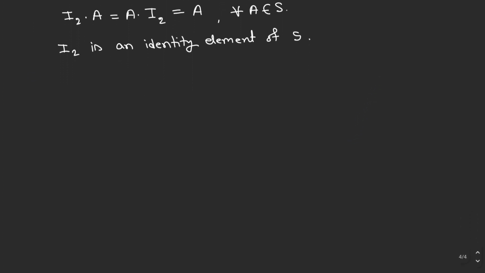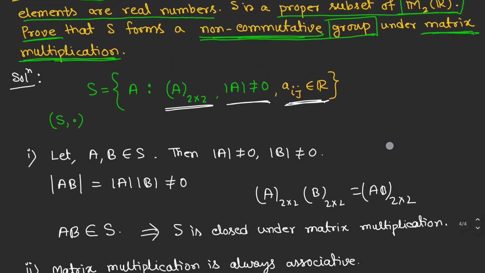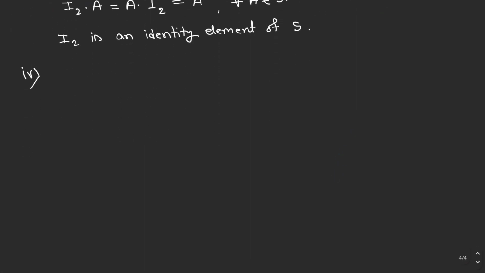Now the last one, the fourth property, is the inverse element. Tell me, for any matrix, when does the matrix inverse exist? If the matrix is non-singular, yes or no? For every non-singular matrix, the matrix inverse always exists. Here the set S is non-singular; all the elements in the set S are non-singular. That means all the elements in the set S always have an inverse.